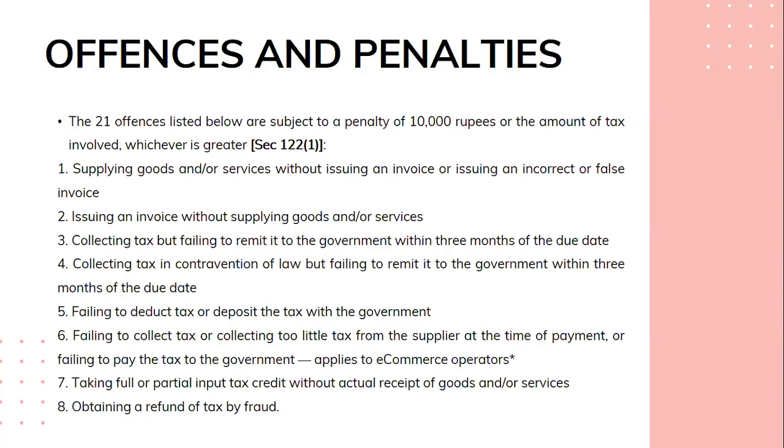Let's see. The first one being supplying goods and or services without issuing an invoice or issuing an incorrect or false invoice. Next, issuing an invoice without supplying goods or services, collecting tax but failing to remit it to the government within 3 months of the due date, collecting tax in contravention of law but failing to remit it to the government within 3 months of the due date, failing to deduct tax or deposit the tax with the government, failing to collect tax or collecting too little tax from the supplier at the time of payment, or failing to pay the tax to the government. And it applies to e-commerce operators.